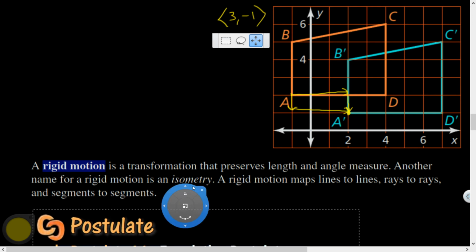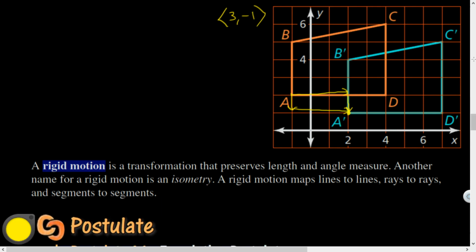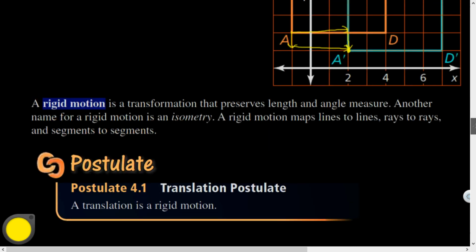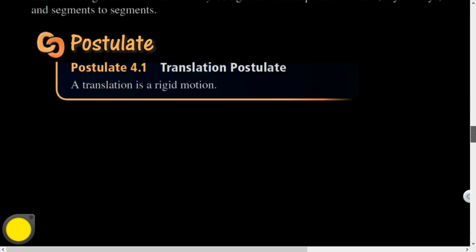sides. And here's a postulate, something that we should accept as true without proof, the idea that a translation is a rigid motion. If all I'm doing is moving the object, I'm not stretching it or smushing it or turning it, I think you would agree that it's going to be the same size and shape. I don't think that's that hard to believe.